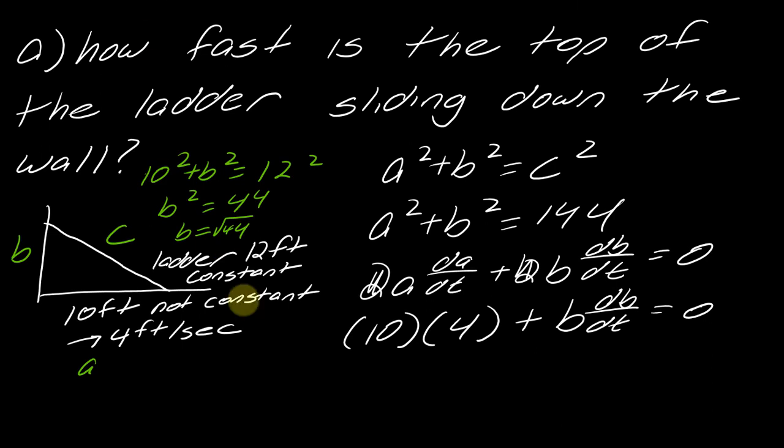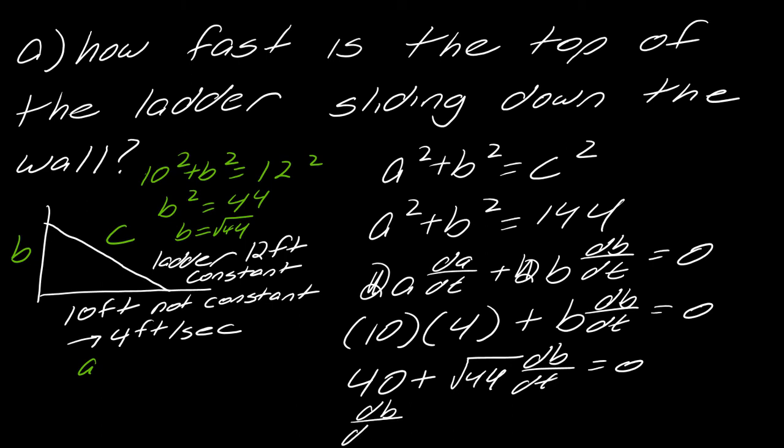So that I can plug in for my B, and then the only thing I don't know is my dB/dt, but hey look, that's exactly what we were trying to solve for. How fast is the top of the ladder sliding down? That's exactly what we're finding here. So I have 40 plus the square root of 44 times dB/dt equals 0. So then you just solve for dB/dt, and you will get that this is negative 40 divided by the square root of 44. So this is good, right, that this is negative, because the negative indicates that it's moving downward. And so then this would be the rate in feet a second. So there's your answer.